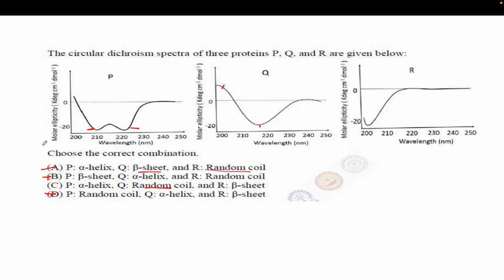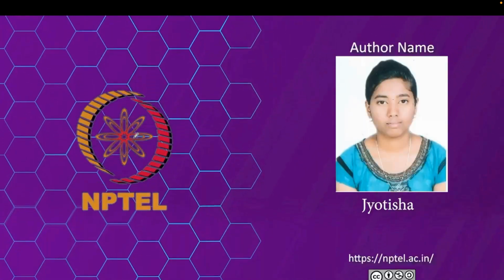So the correct option of this question will be option A. P is alpha helix because it has two negative peaks and one positive peak. Beta sheet has one negative and one positive at 218 and 195. Then random coil after 210 has no peak. So option A will be your correct answer. So thank you.